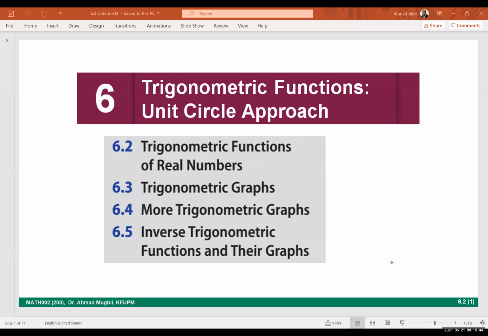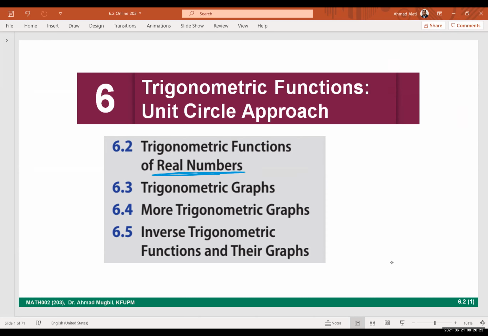So what is chapter 6 about? It is about trigonometric functions from the unit circle approach. What we did in chapter 5, we studied trigonometric functions using the right triangle approach. Here we will take it to be much easier, as you will see. Also, we can deal here with real numbers, not necessarily angles. So we have here 4 sections, inshallah. All of them will be included in the midterm exam.